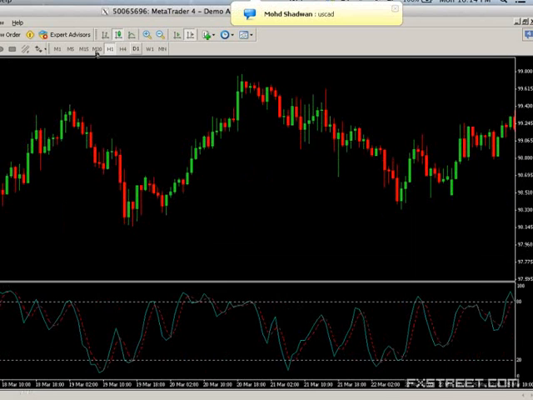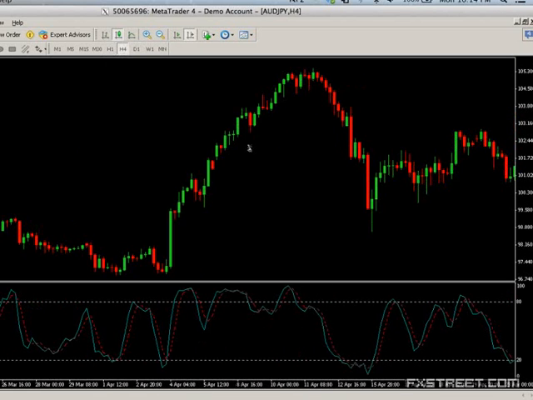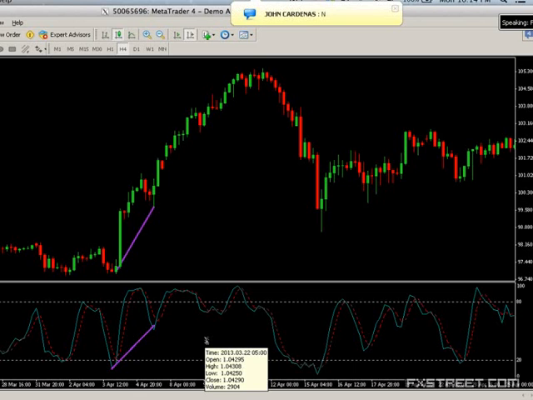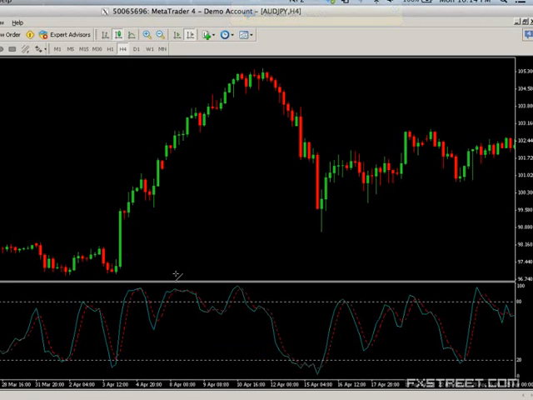Okay, let's go to the hourly or 4 hours, for example, and let's find this opposite. Would you say this is an opposite right here? No. Okay, very good. What about this right here?